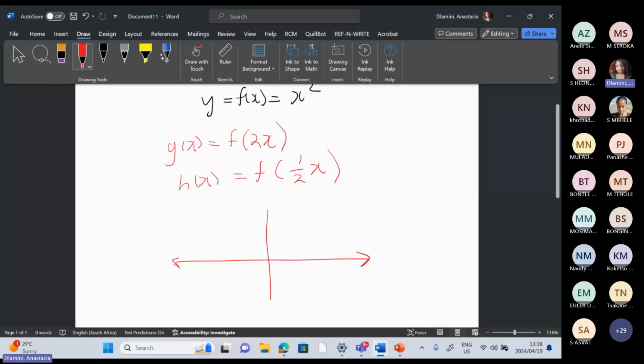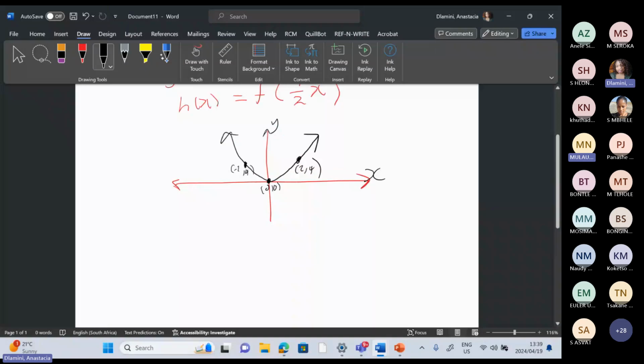So this is the graph. Remember, we start with the parent function, y equals x squared. Now they are asking, what is g of x equals f of 2x? Let's choose points. I always choose the turning point, for me it's 0 and 0. And then we have negative 2 and 4, and 2 and 4. So what do you think will change here?